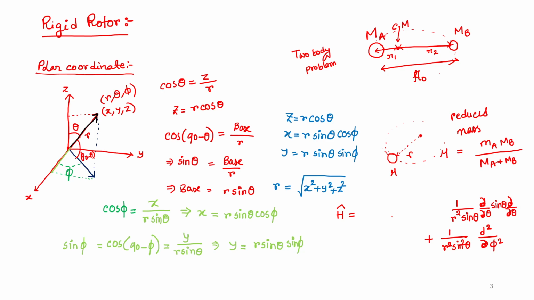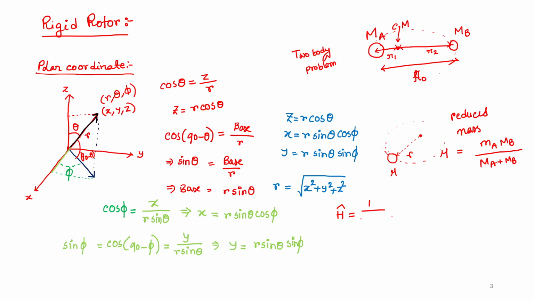So can you please confirm if I have written this correctly, this 1 by r square sine theta d by d theta sine theta d by d theta, or did I make any mistake in writing? It was a big expression. I am not looking at any notes. I may make some mistake. Can you please confirm? So I will rewrite it here. Please let me know if I am making any mistake.